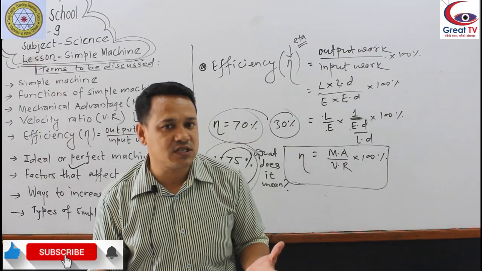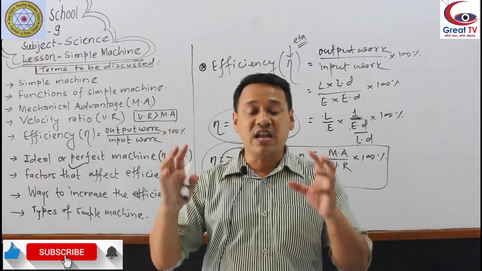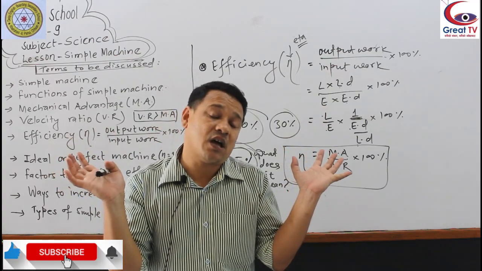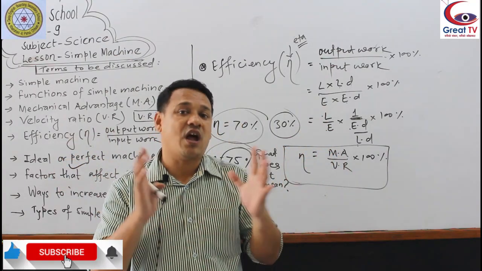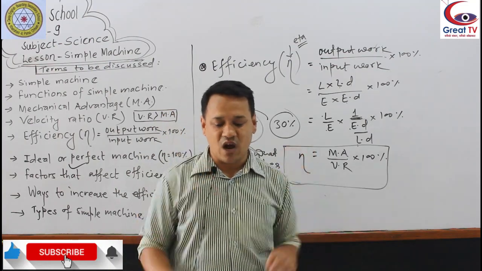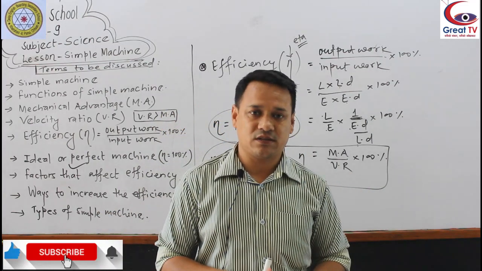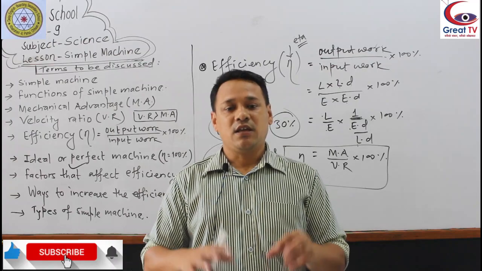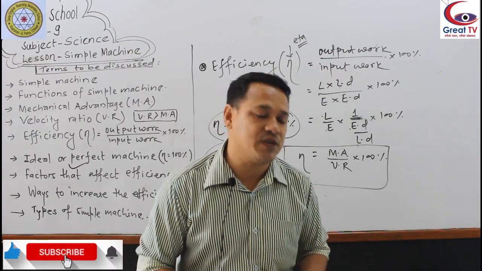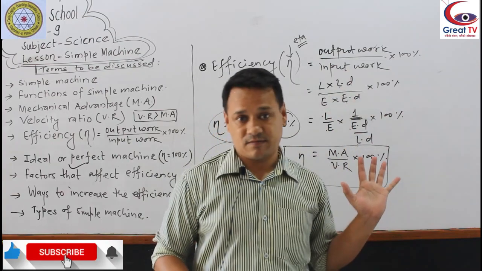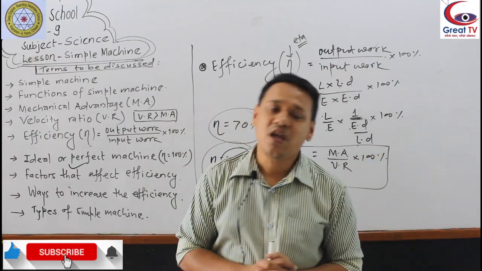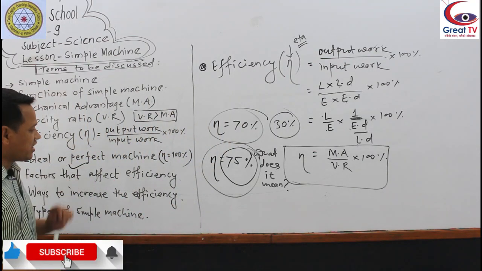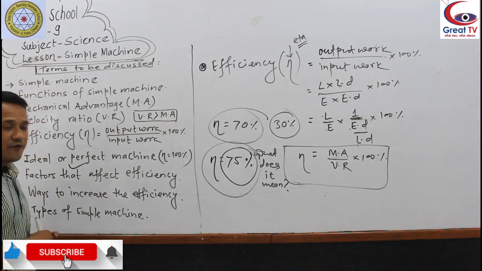But in daily practice, it is not possible. It is only hypothetical, we can only imagine it. Up to now, in daily practice, there is no frictionless machine. So no machine is 100% efficient, we can only imagine. If a machine were 100% efficient, its name would be perfect machine or ideal machine. Now, factors affecting efficiency.